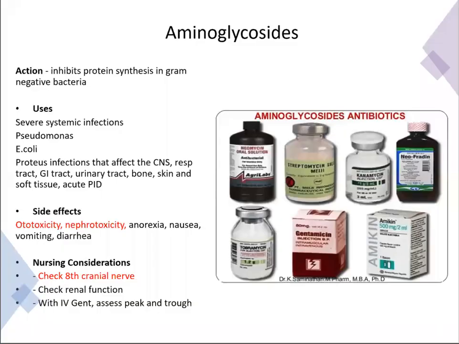So let's look at the different families of antibiotics. We're going to start with the aminoglycosides. We have some examples of them. Remember we talked about the mice? You can see your neomycin, your streptomycin, your gentamicin, your tobramycin. So remember the mice with the large ears and the big stomach.